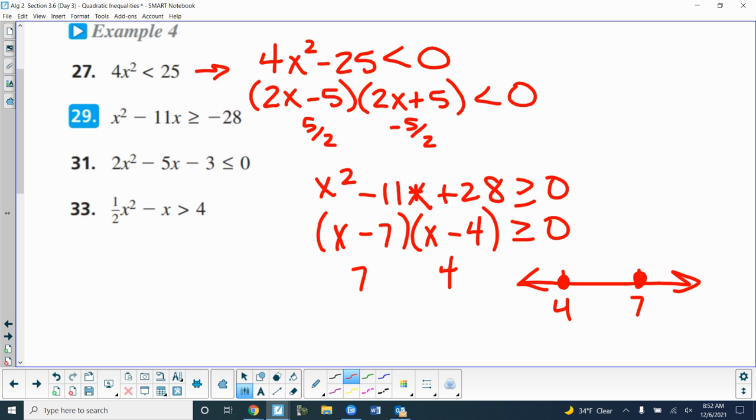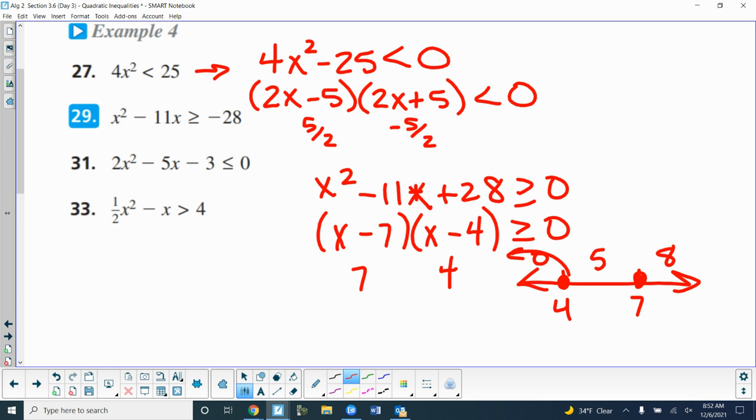And then I'd probably plug in 5 here, 8 here, and 0 here. Whenever I can use 0, I would use 0. Okay? If I plug 0 in, the original problem, I get 0 is bigger than negative 28. Does that work? Yeah. So it would be this way.